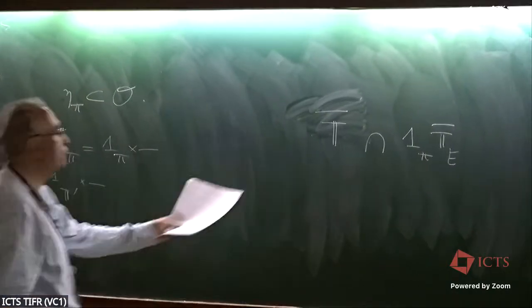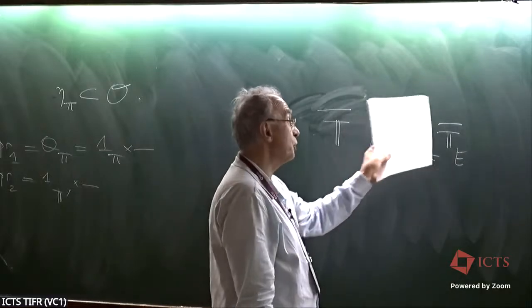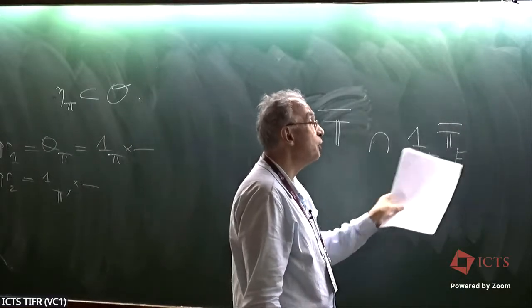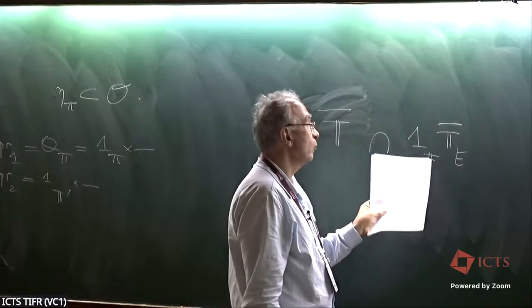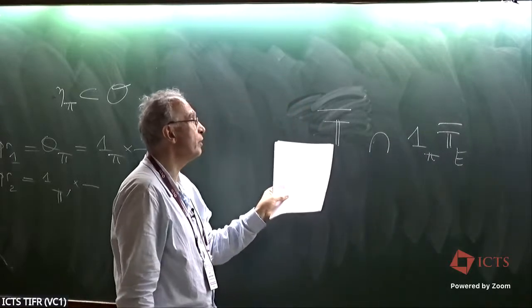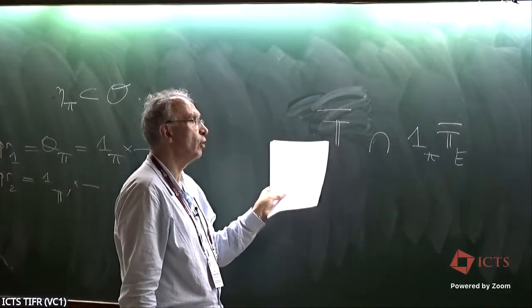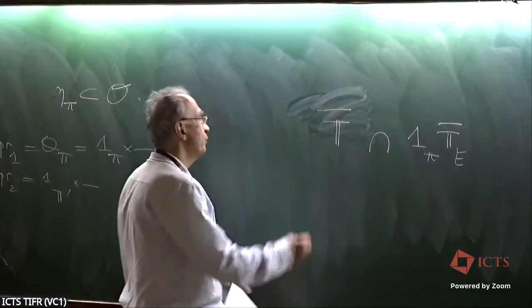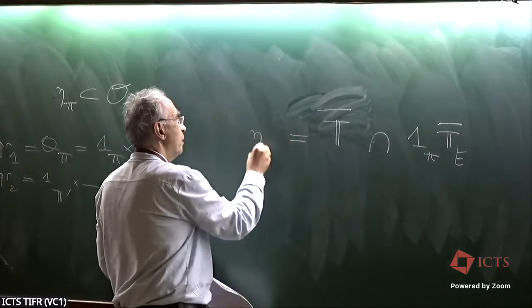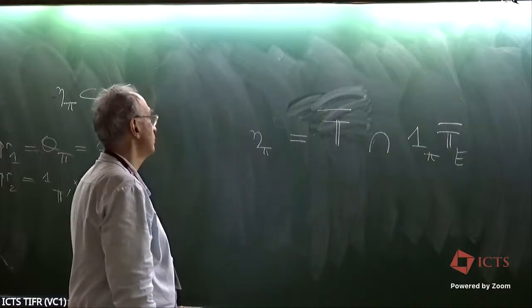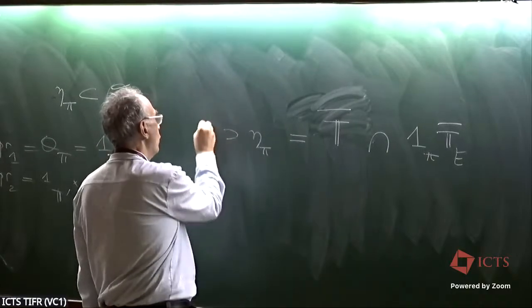So what do we get? We get inside, so this is a one-dimensional E vector space. We take the intersection with this lattice. We get a lattice in E. This lattice is eta pi inside O.